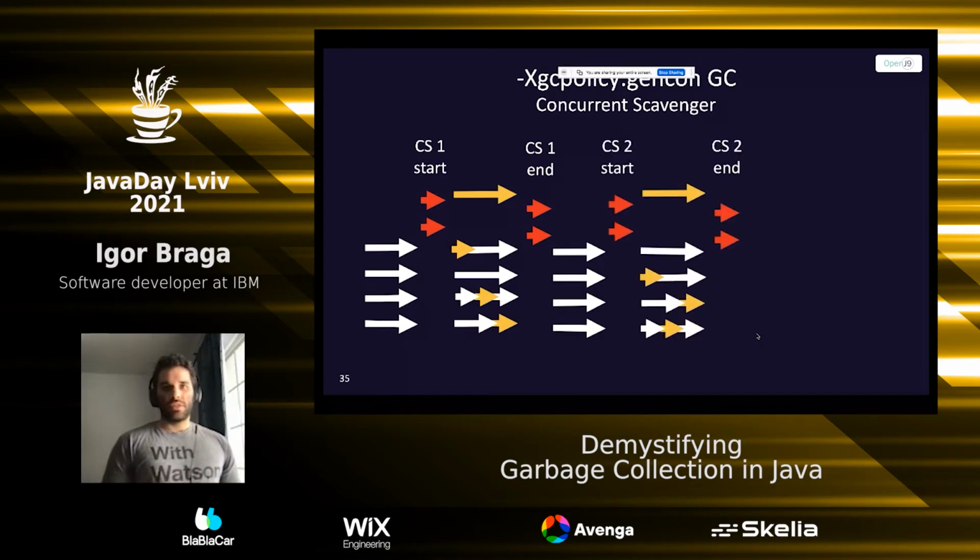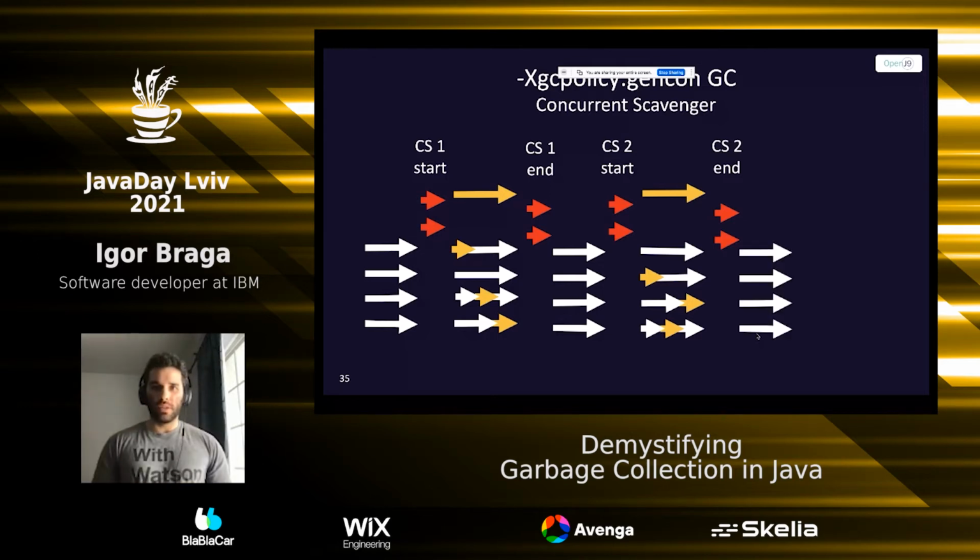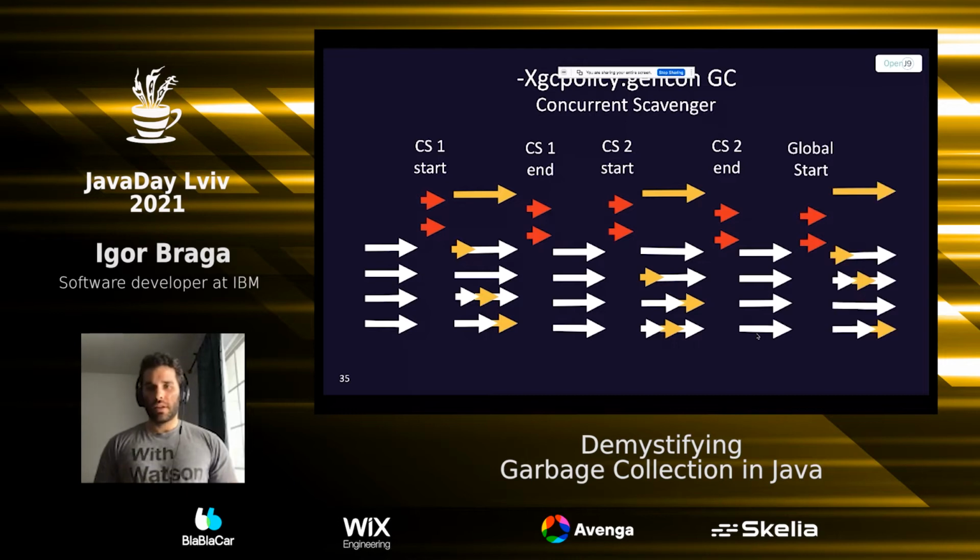So that's the main difference here. We are running our copy collector concurrently with the application. And the global marking phase here is still the same. Nothing changed there.